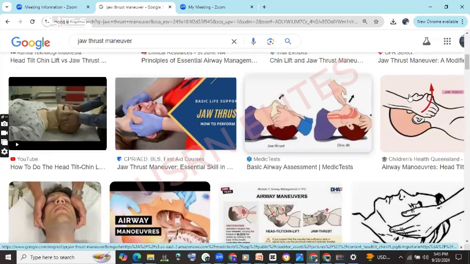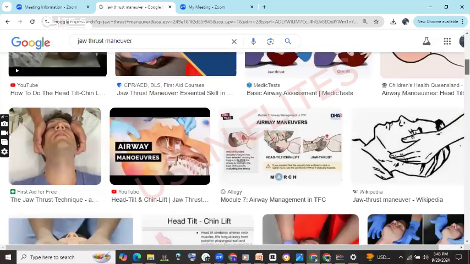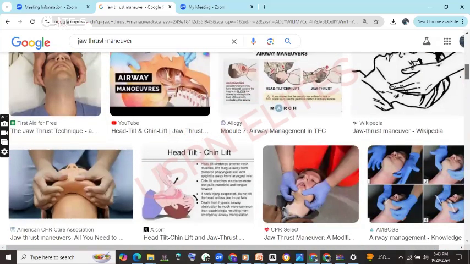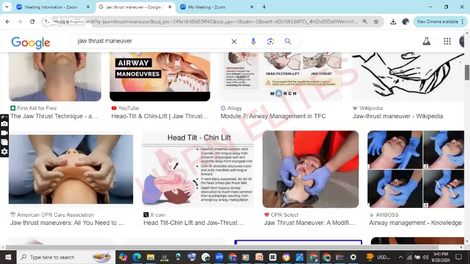Then the other person too can help with other things. So you can see. All right. Jaw thrust.